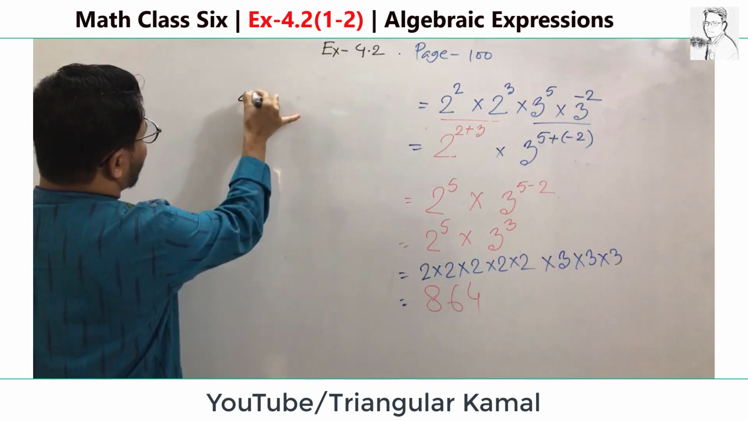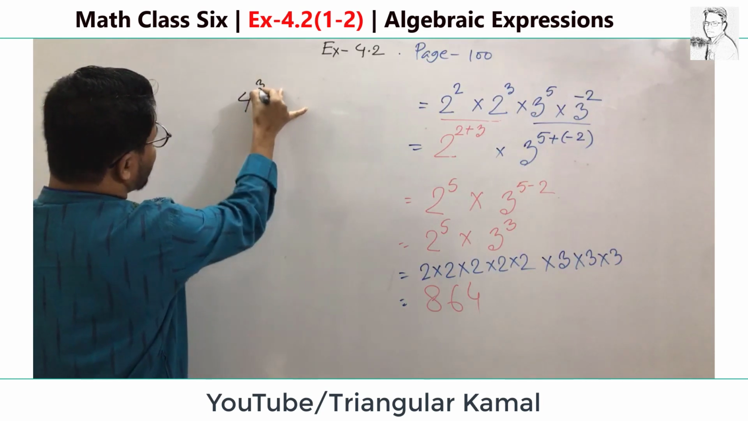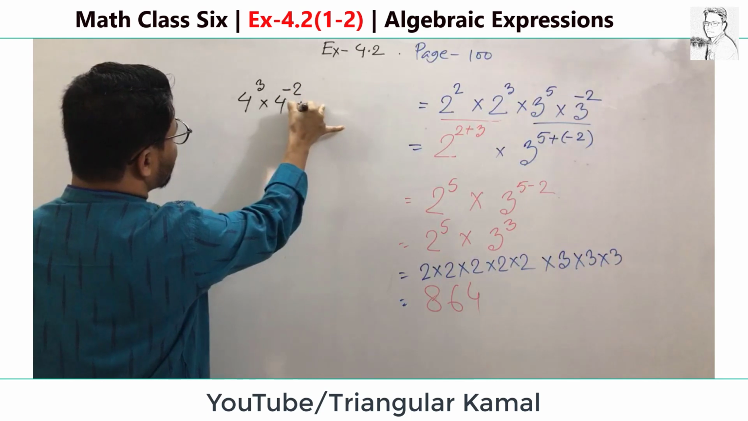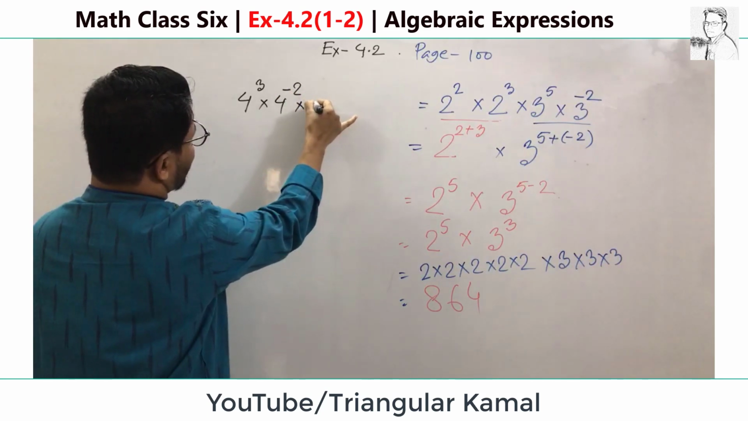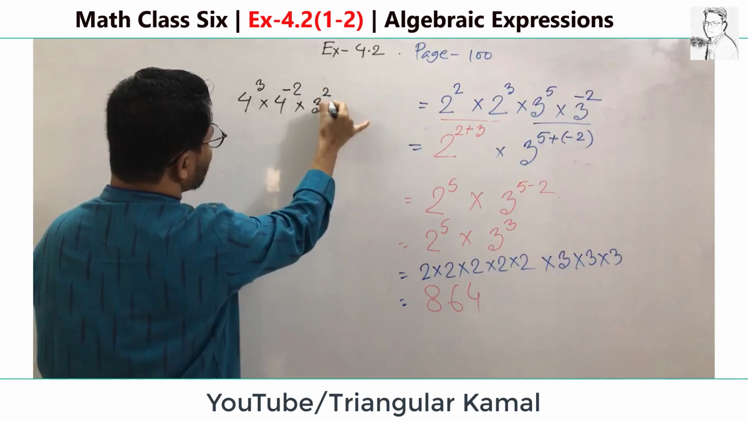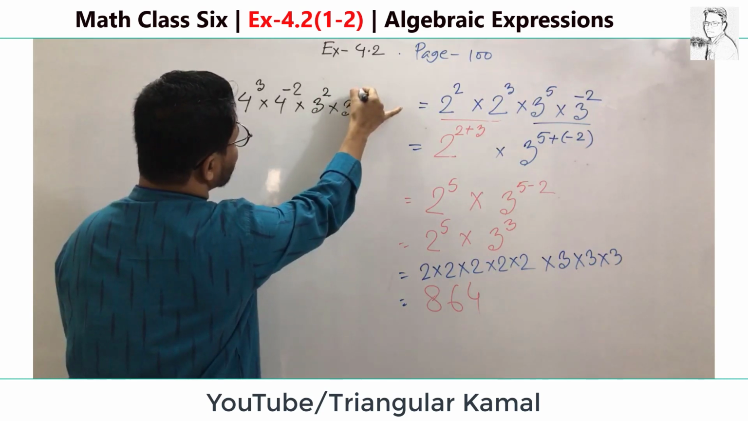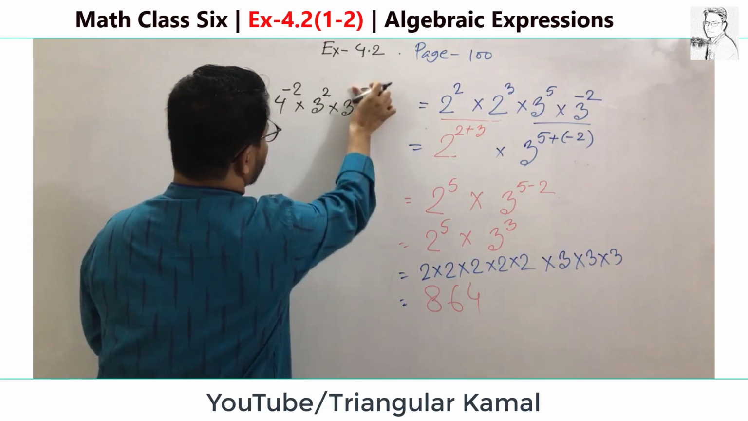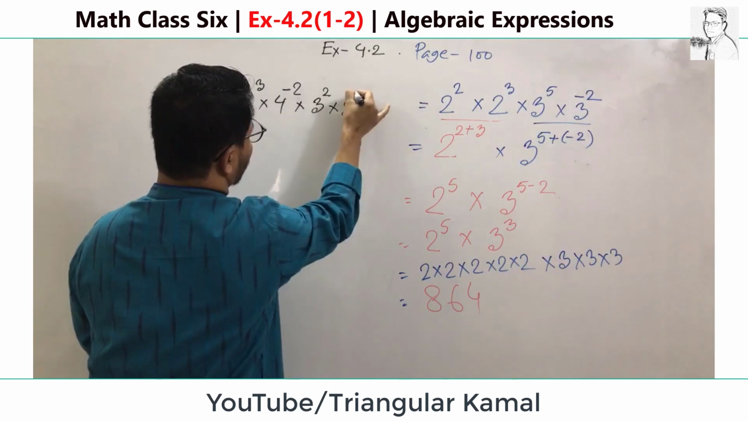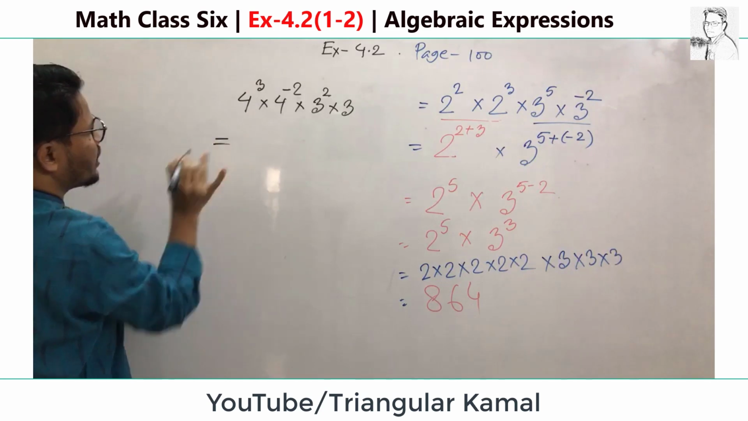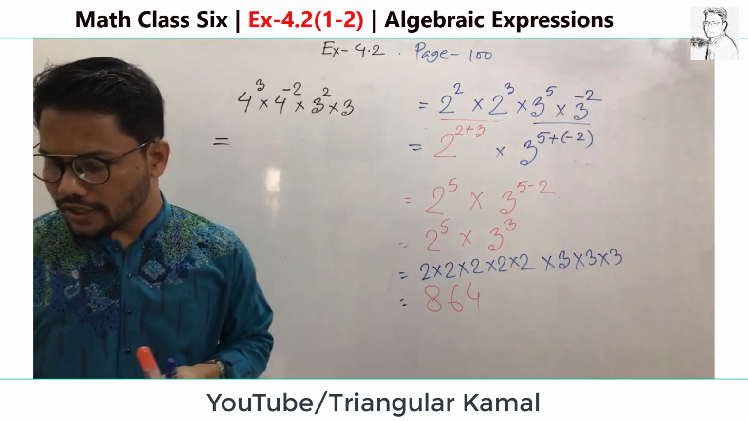4 to the power 3 multiply with 4 to the power minus 2 multiply with 3 to the power 2 multiply with 3 to the power 3 multiply with 3 to the power, only 3. What will be the result here? My dear students, write down this answer.